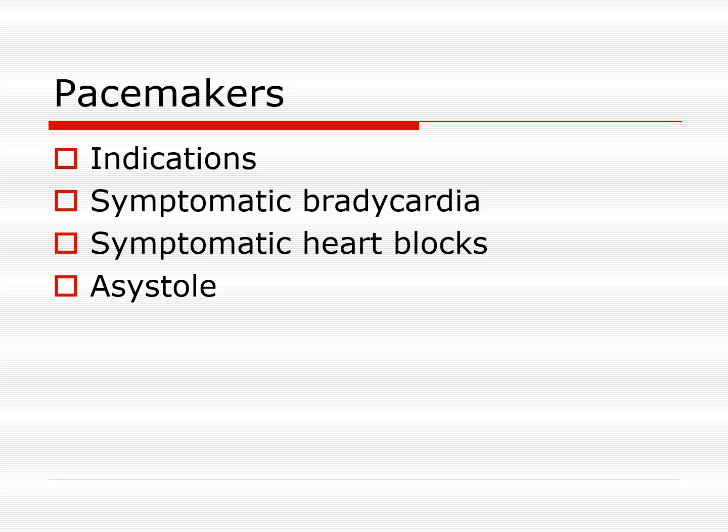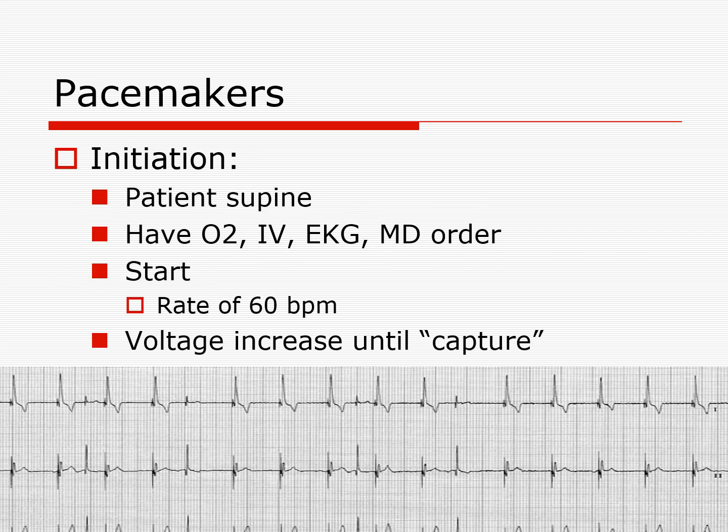So we're going to look at indications: symptomatic bradycardia, symptomatic heart blocks, obviously not asystole as in true asystole, but if they're having pauses, okay? All right, so you obviously want to have the patient supine, having oxygen, IV access, EKG, and MD order. They generally start the rate at about 60, okay?